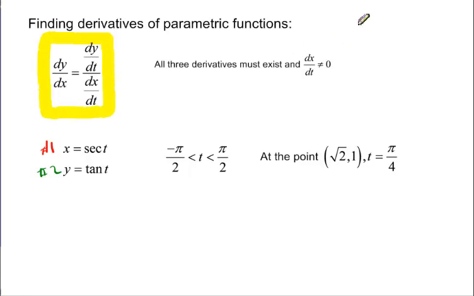Now, all the derivatives, all of them, so all of these guys right here cannot equal 0. None of those guys can equal 0. And then this guy right here definitely can't equal 0. It's gotta exist. So what we do then is we just start taking some derivatives, set it up.